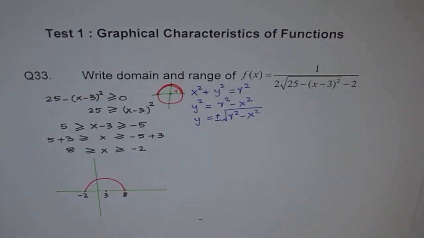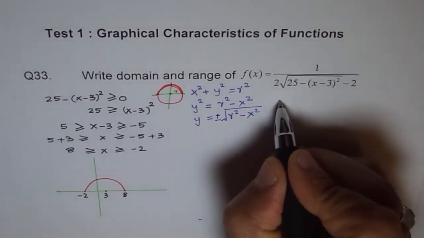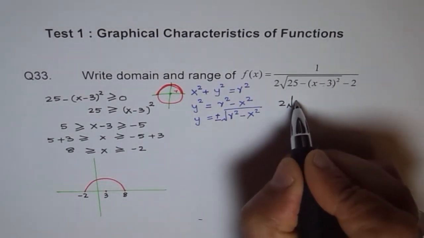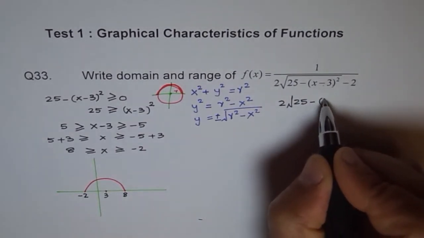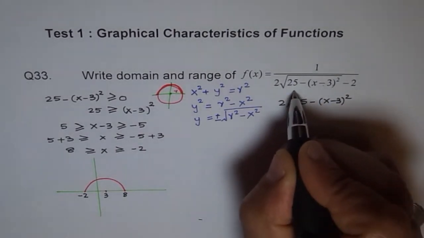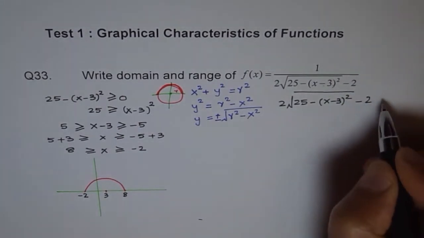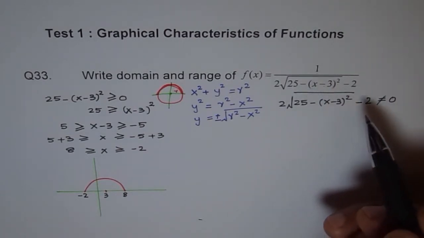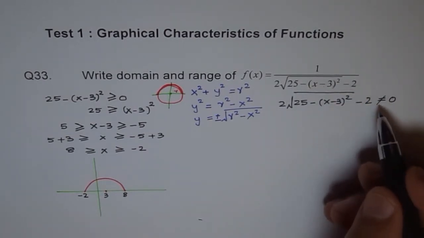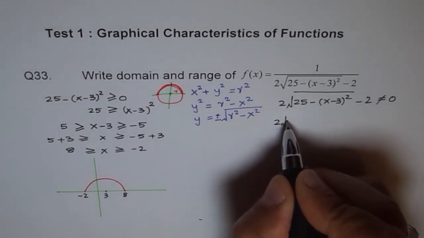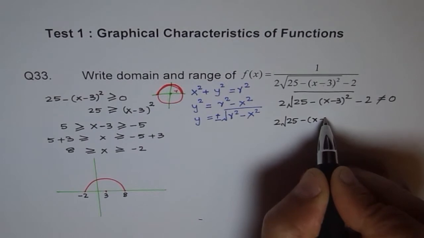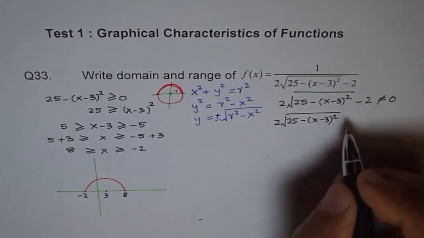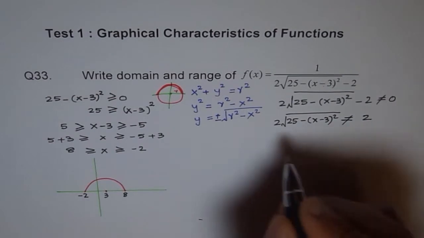The next part of the domain is that the whole denominator cannot be 0. So let's solve for that also. That is to say that 2 times the square root of 25 minus (x minus 3) squared, within the square root, minus 2 should not be equal to 0. Is that okay? Because it is in the denominator, 1 over 0 is not defined. So if you solve this, we get 2 times the square root of 25 minus (x minus 3) squared should not be equal to 2, and then we'll divide by 2.